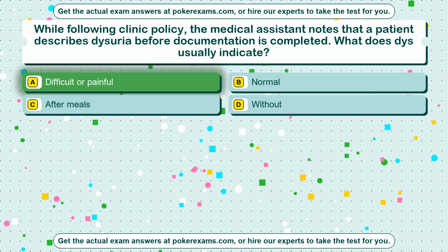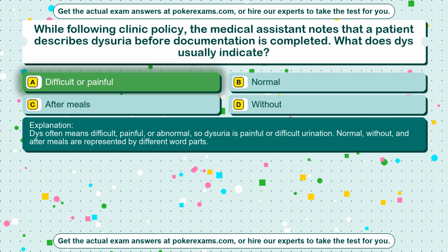Difficult or painful. Dys often means difficult, painful, or abnormal, so dysuria is painful or difficult urination. Normal, without, and after meals are represented by different word parts.